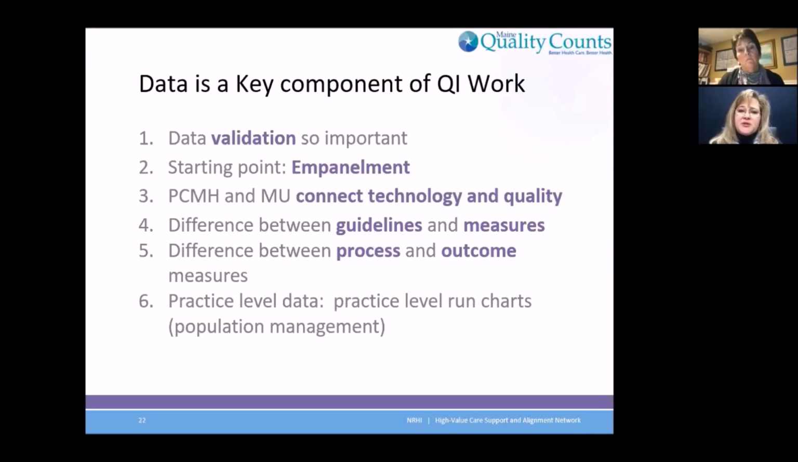PCMH, patient-centered medical home, and meaningful use truly connect technology and quality together. And then making sure that your team understands the difference between guidelines and measures. Again, clinical guidelines, clinical practice, and then measures on how we're actually measuring the work that we're doing, looking at processes and outcomes, and then practice level data. That can be system-wide data, it can be practice level, and it can be provider level as well.